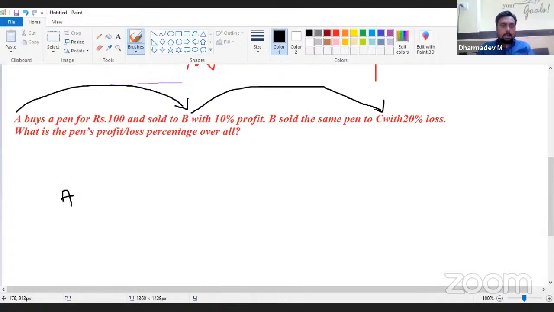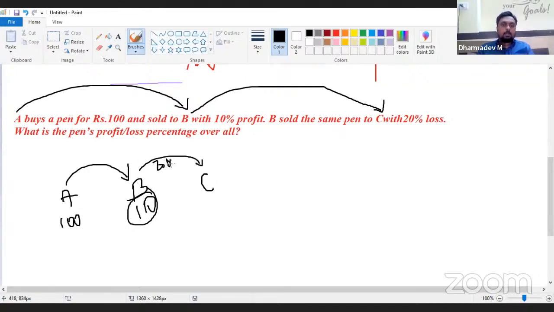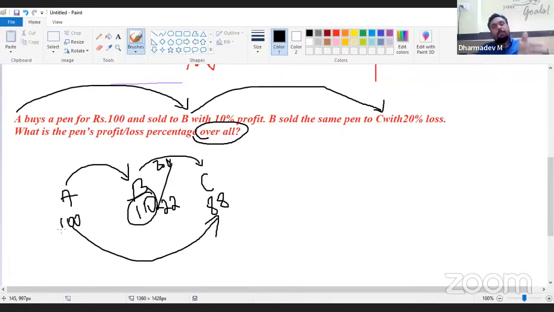So in that case, A to B, A has it for 100 and sells it to B, so B got it for 110. Then B is selling it to C with 20% loss. That means 22 rupees less, so C got it for 88. Now the question is, what is the overall percentage of profit or loss? Calculating from A, it went to B, and from B the pen is again sold to C. So it is 12 less. A got it for 100 and C got it for 88. That means it's a 12% overall loss.